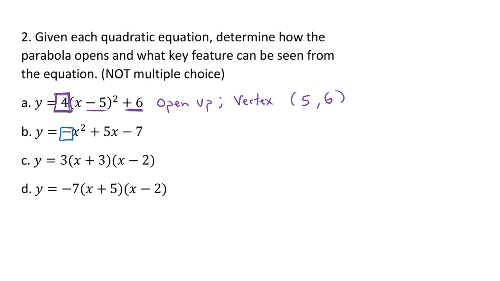Once again, looking at the very front number, we have a negative. That means this opens down. This time, since it's in standard form, the back number is the y-intercept. So the key feature we see is the y-intercept, and it happens to be 0, -7.